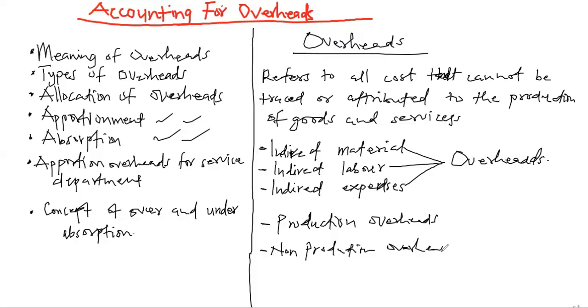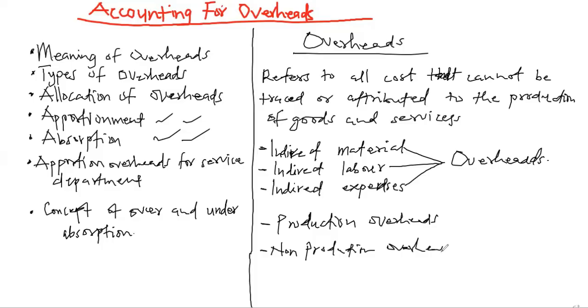Factory rent. Factory rent, that is when you rent your factory for your production, or it is part of the production process. So any rent that is the factory rent is classified as what? The production overheads. That's good.